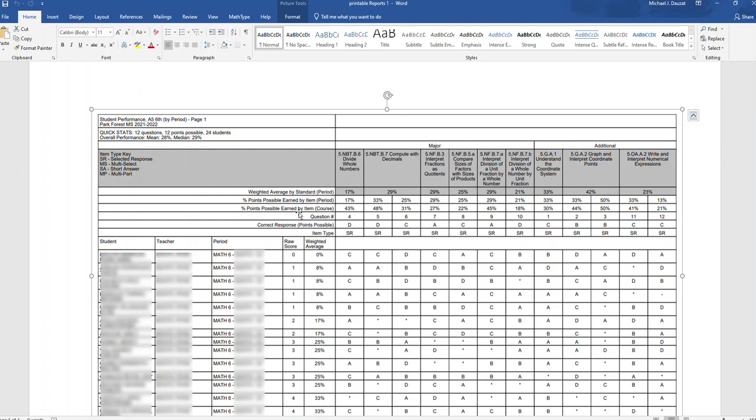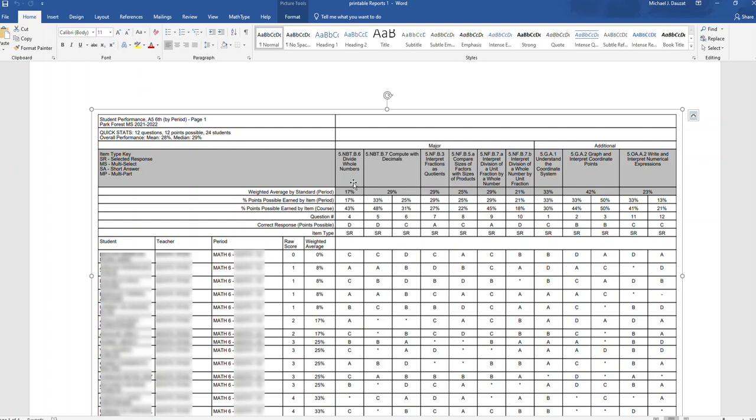Now the diagnostic, there was no constructed response, no writing response, but there will be a writing response on the interim. But for the diagnostic, there were no constructed or writing responses.